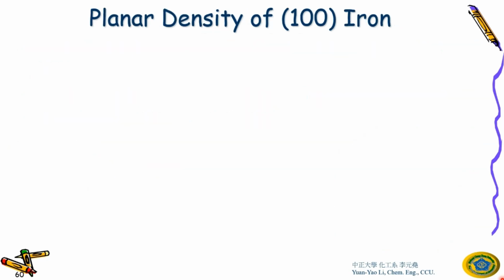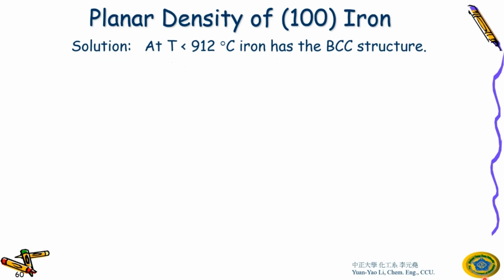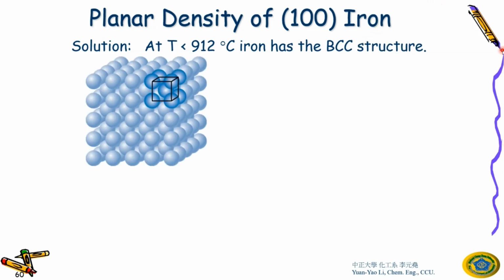So let's first take a look at the planar density of the (100). Iron (100): iron is the BCC structure at temperature below 912 Celsius. So you understand this is BCC structure. BCC structure looks like this. So what's the (100) plane? The (100) plane is this one, right? This one. So it looks like this.